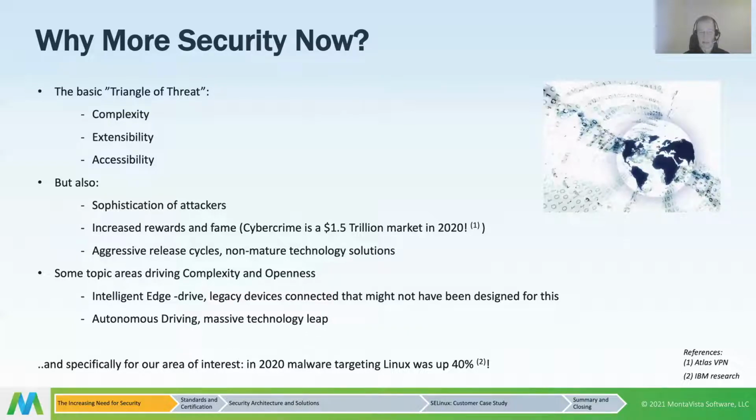the sophistication of attackers. Some of the specific areas where we drive complexity and openness: for the intelligent edge, the IoT devices, there are a lot of devices in there that were not meant to be connected, as in the accessibility factor, but now they're exposed to a different threat model than they were originally meant for. So this certainly increases the amount of security emphasis we need to have on this market.